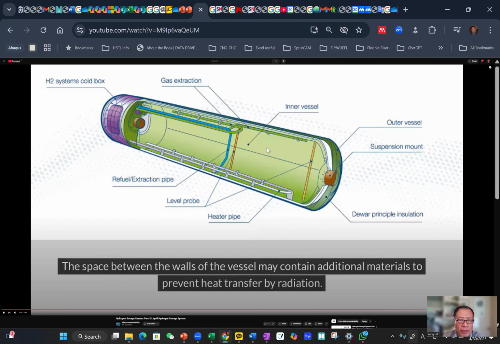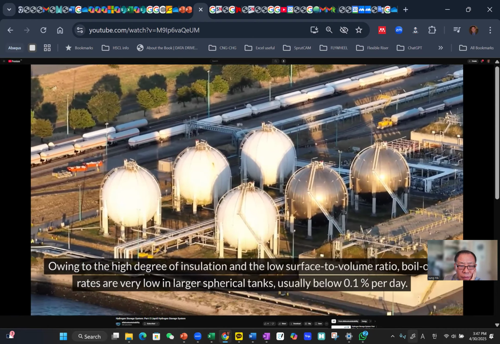But again, this liquid is much safer than a high pressure tank. The pressure is only several bar, so much safer. But we have to have some real technology for insulation. By radiation. Owing to the high degree of insulation and the low surface-to-volume ratio, boil-off rates are very low in larger spherical tanks, usually below 0.1% per day.